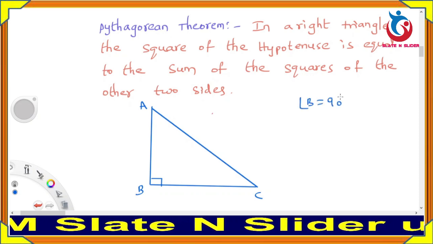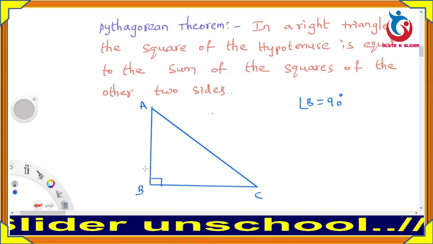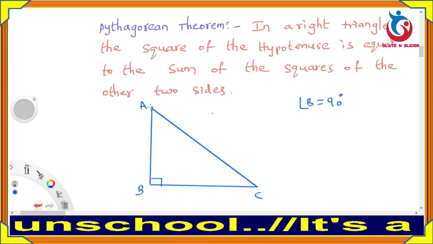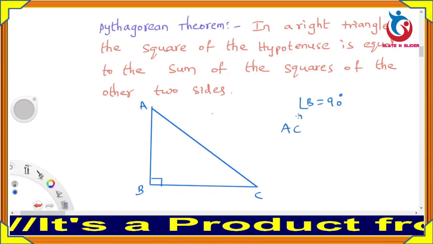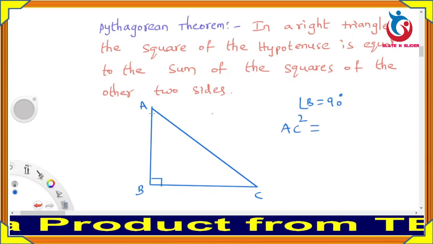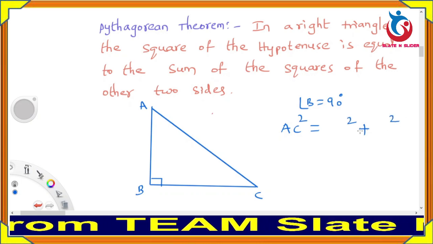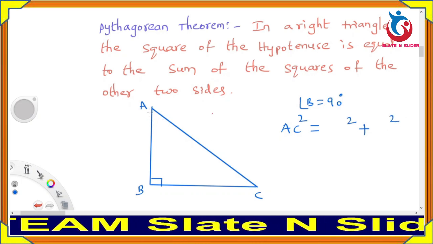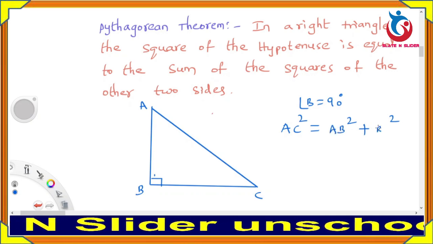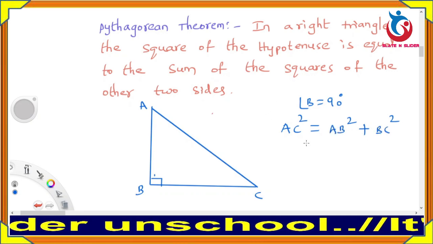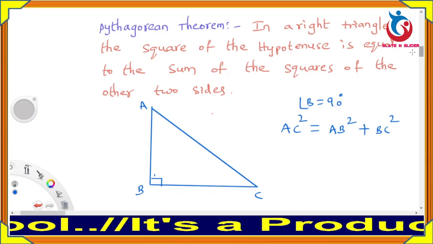So for the opposite side of angle B, we should close angle B. Then if you close angle B, only the side AC can be seen. So that will be the hypotenuse. So AC square is equal to the sum of the squares of the two sides. And what are the two sides to be squared? AB side and BC side. So this is the Pythagorean theorem. From this theorem we can find the hypotenuse or the two sides.